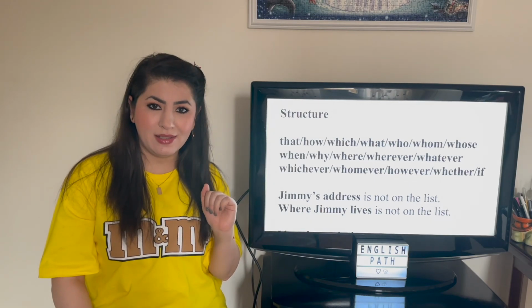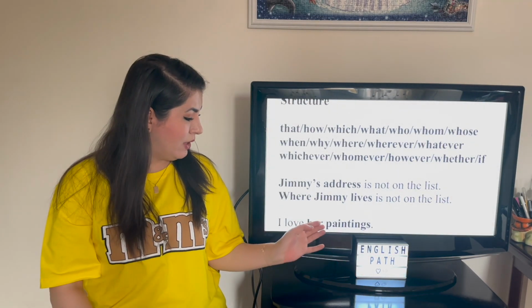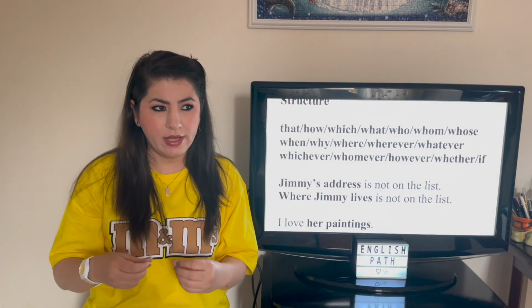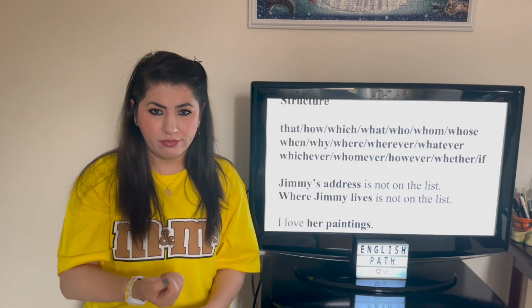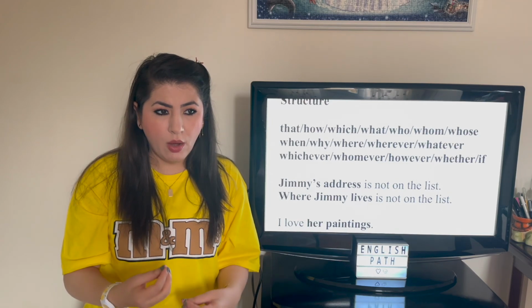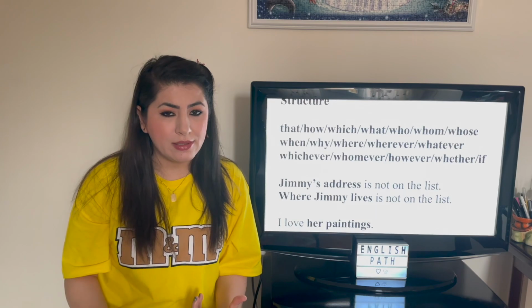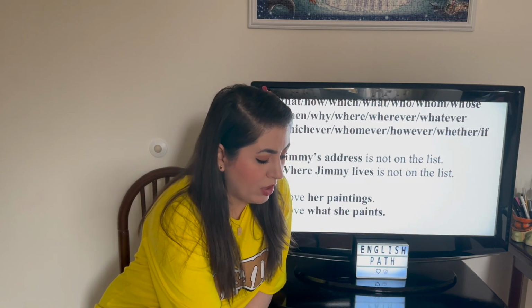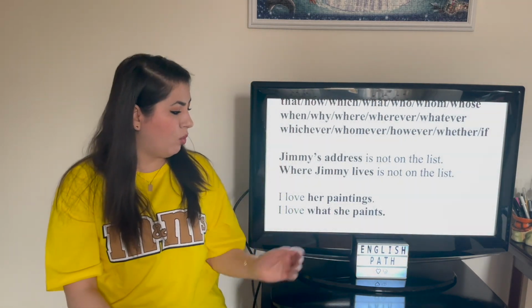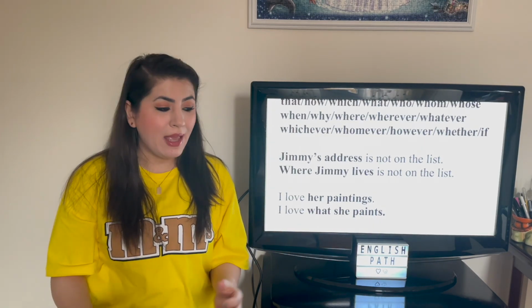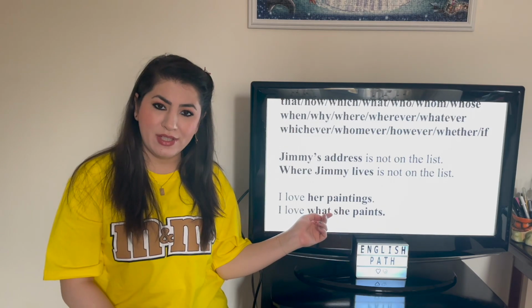Another example, I love her paintings. Her paintings are the things that she paints, right? So, what do I love? Her paintings. What are her paintings? Her paintings are what she paints. So, I love what she paints. This is a noun clause used as a noun, and the role is the object of the sentence.